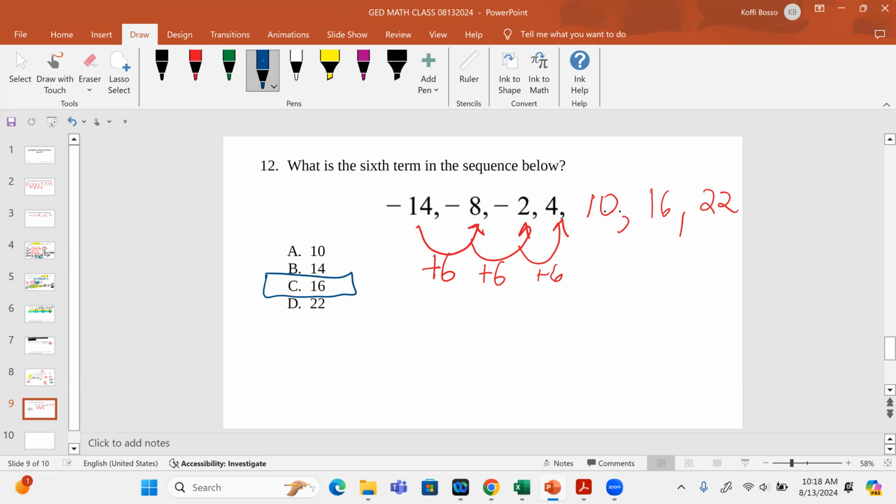It's not to find the next number, it's the 6th position. So this is the first position, the second, the third, the fourth, the 5th, the 6th. So it's not to find the next number, it's to find the 6th position. That's why it's very important for yourself in a math problem to read the instruction.